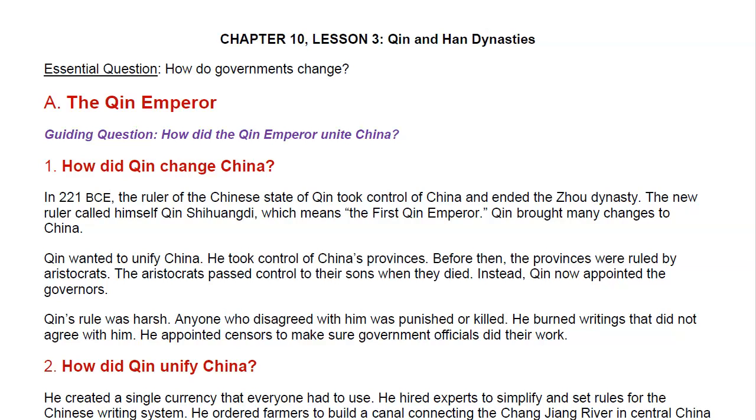He took control of China's provinces. Before then, the provinces were ruled by aristocrats. The aristocrats passed control to their sons when they died. Instead, Qin now appointed the governors.